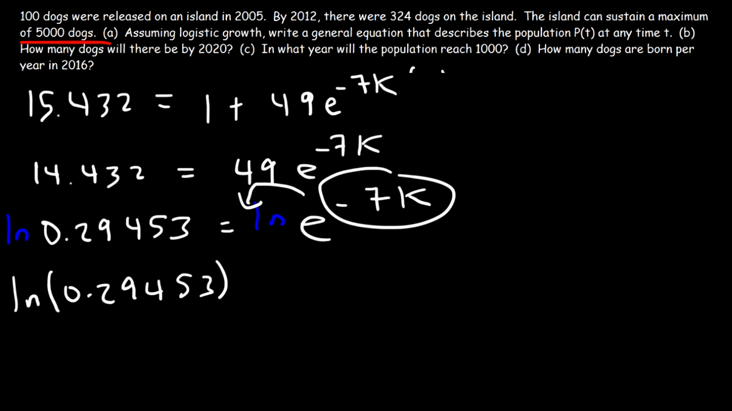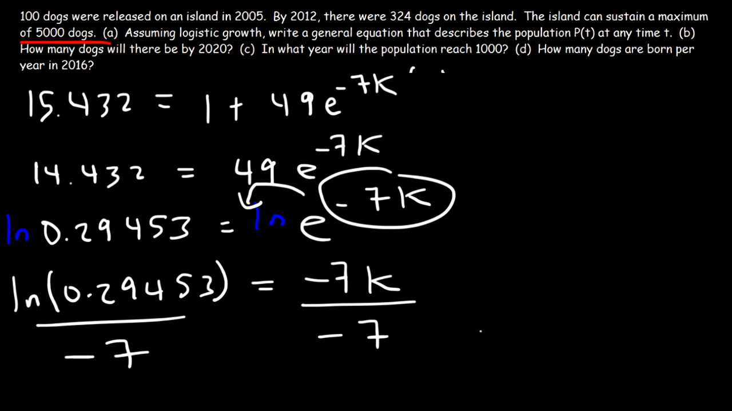Also, the natural log of e is equal to 1. So negative 7k times 1 is simply negative 7k. So to find k, now we just got to divide both sides by negative 7. So ln 0.29453 divided by negative 7 will give us a k value of 0.1746. So now we can write the general equation.